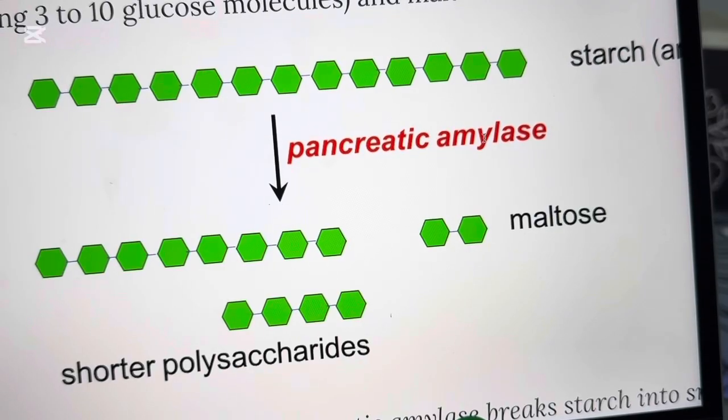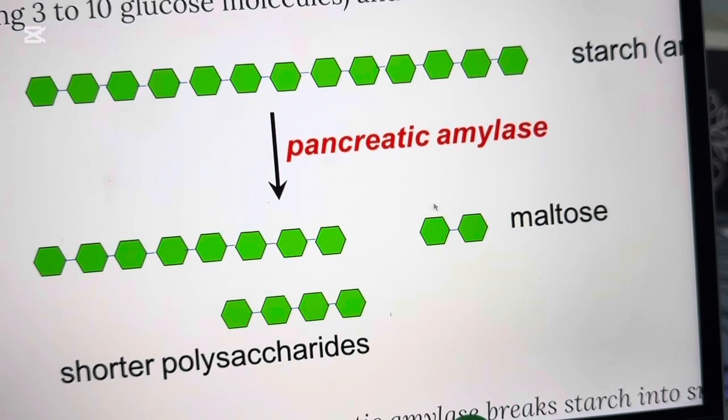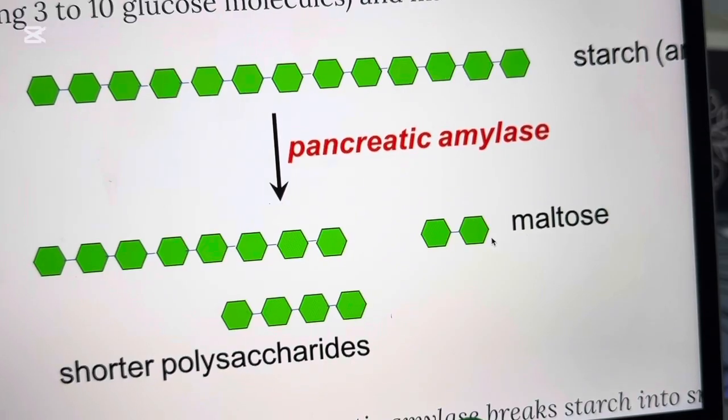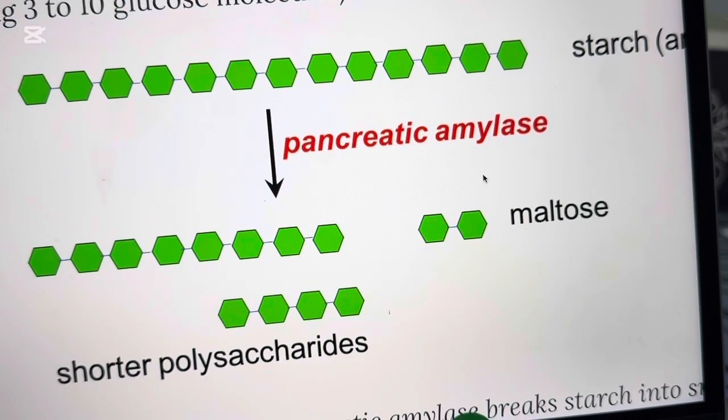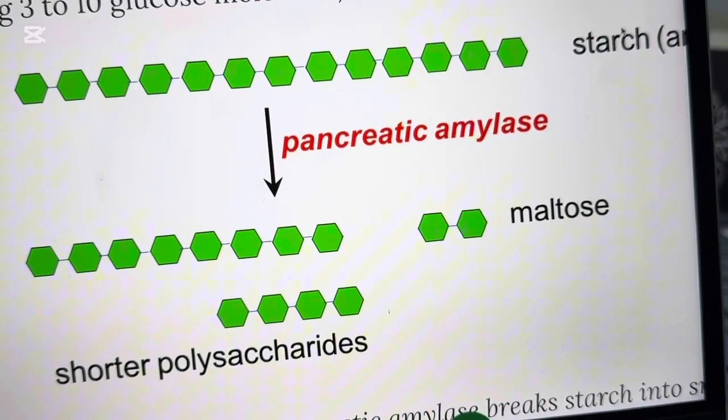The pancreatic amylase will break down starch into its simplest form, that is maltose, and some will remain as shorter polysaccharides. What they do is break down these chemical bonds and convert most of the complex starch into maltose. All right, and the best pH for pancreatic amylase to function effectively is an alkaline medium, that is around pH 7.1 to 8.2.